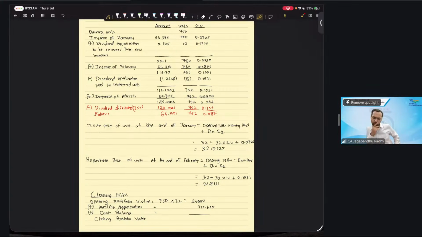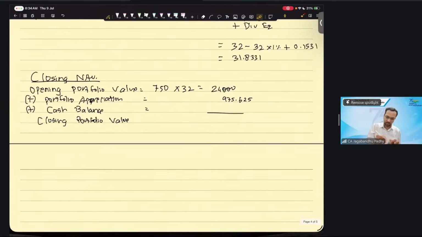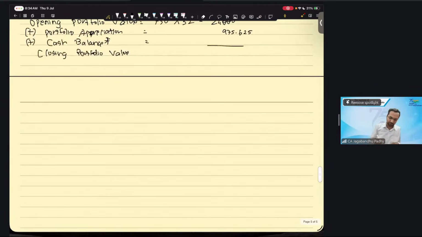One second. 750. No. Cash balance, you'll have to actually compute it properly. I'll just create a note for this. I'll just give you the idea how to calculate it.